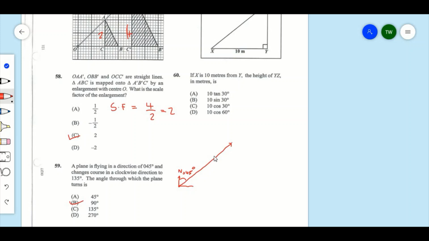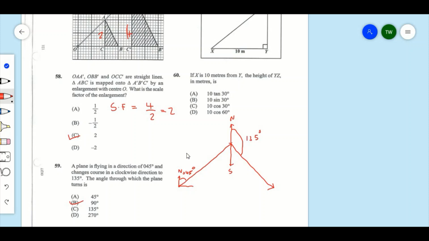Then the plane changed course to now 135 degrees. So let's say that it reaches this point. Here we need a north line again to show. And from north, we need 135 degrees. So let's say this is north. That means this line here would be south. So 135 degrees is going to be somewhere around here. So the plane is now going in this direction, right? So that means the angle from north to this direction is going to be 135 degrees.